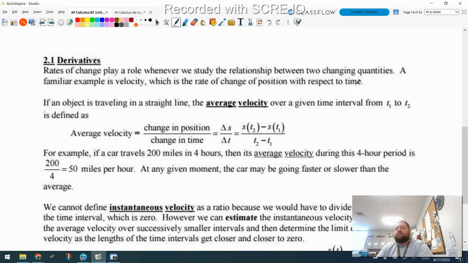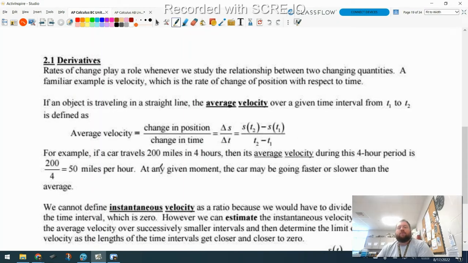Okay, so the average velocity is something that you've probably thought about, even if you didn't realize you were thinking about it. If you're driving somewhere that is 200 miles away and it takes you 4 hours to get there, then the average velocity you were going is 50 miles per hour. 200, change in position, divided by 4, change in time, gets you 50 miles an hour.